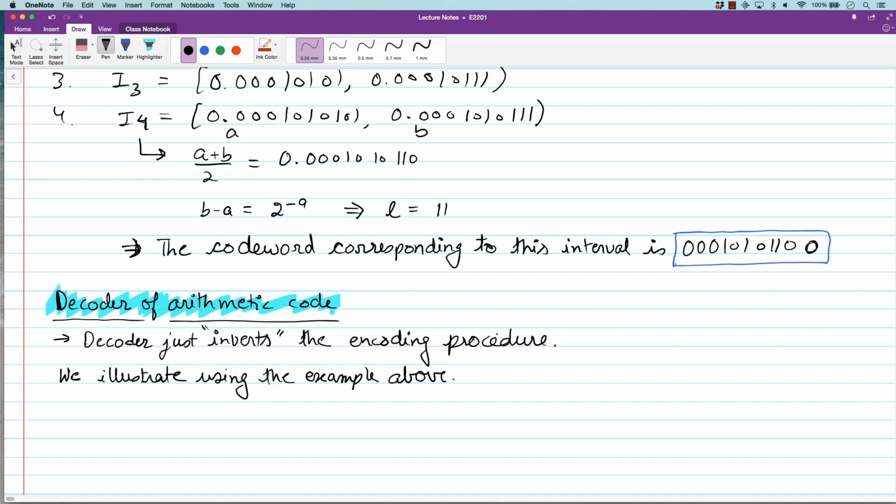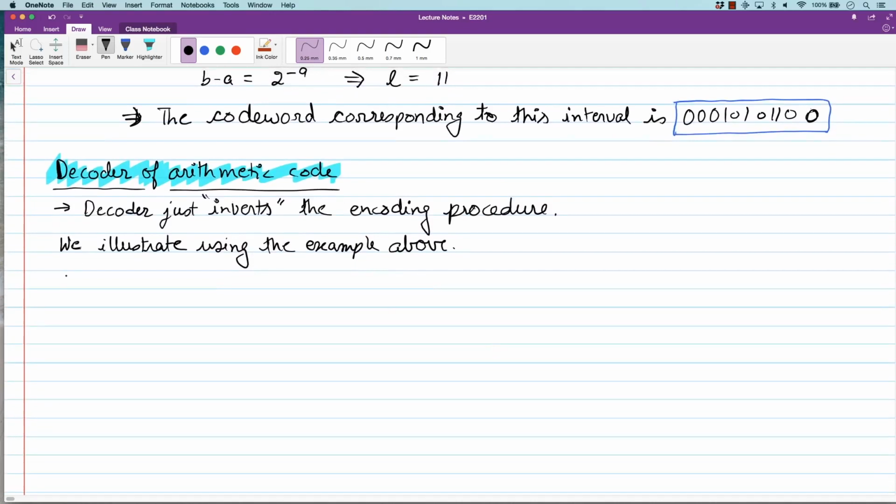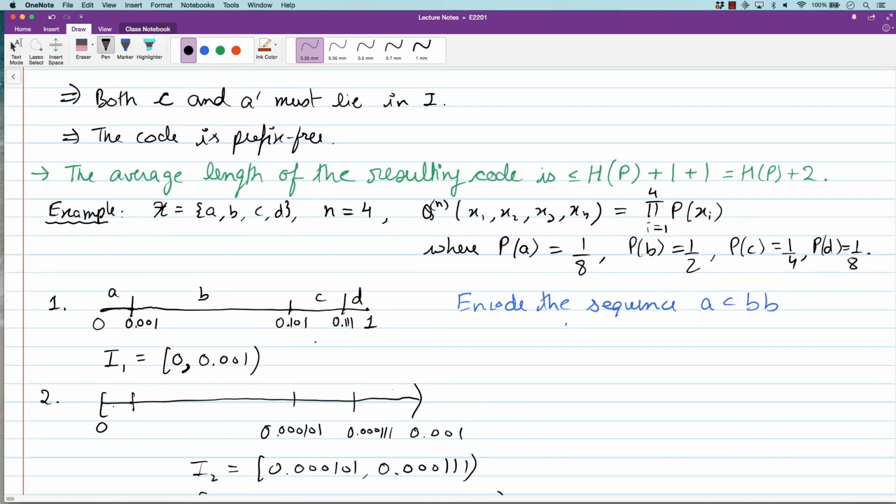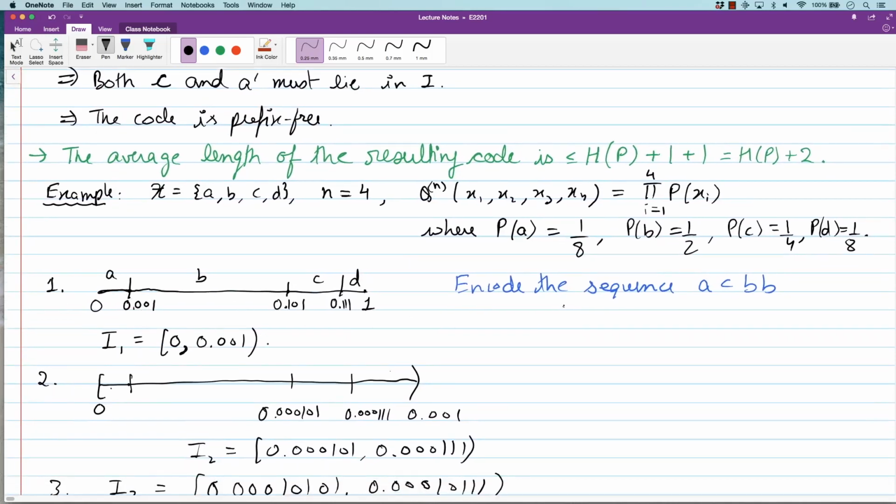Okay, so let's see. We are given as input this code word 0 0 0 1 0 1 0 1 1 0 0. We'll think of the binary number corresponding to this sequence and see where that binary number lies. So in the first step, we start with our model. We look at this partition. This model already tells us this partition.